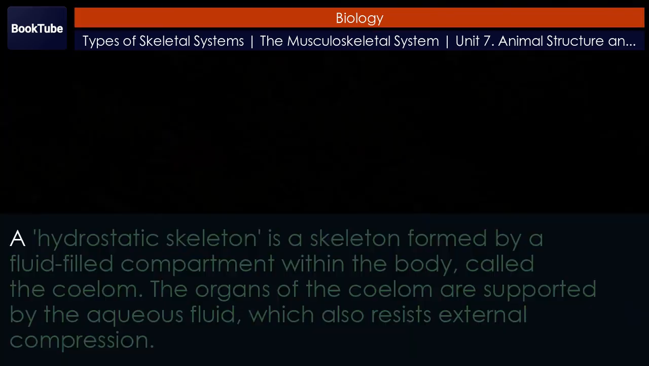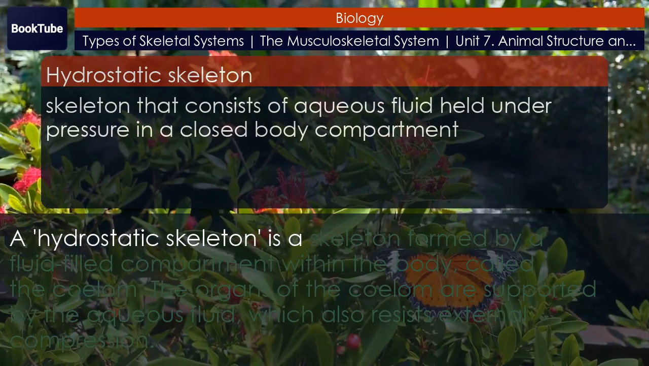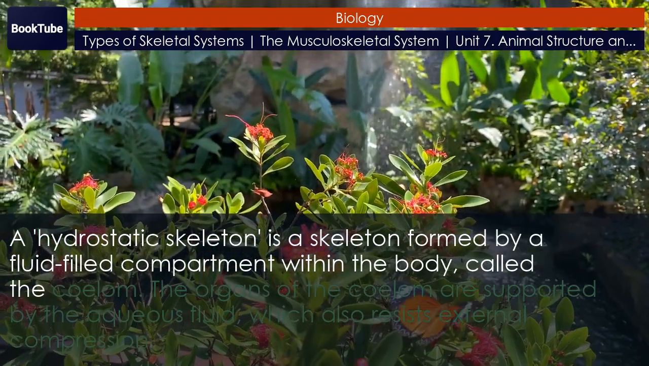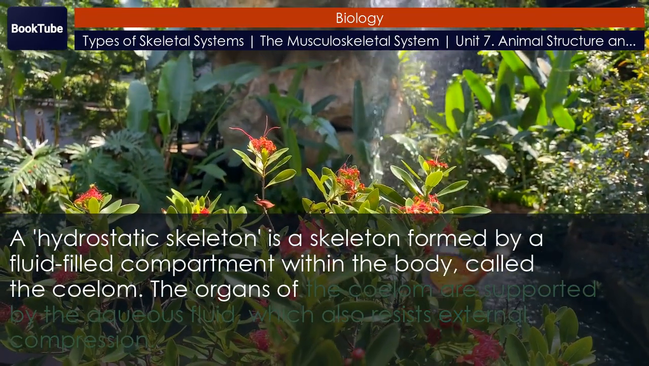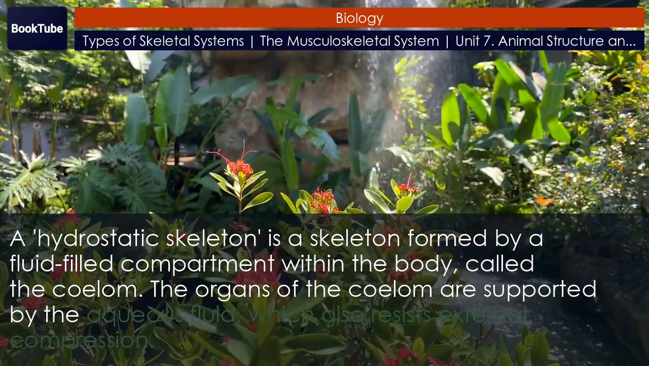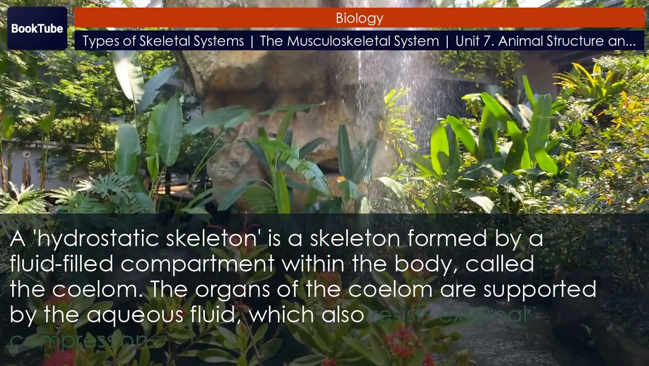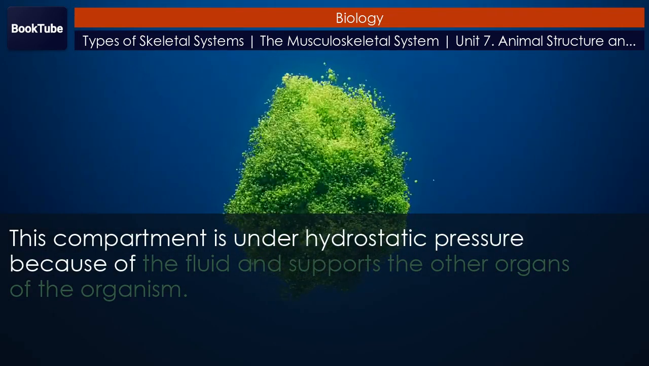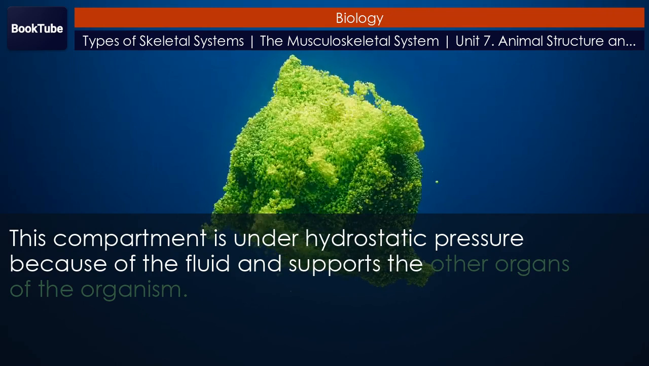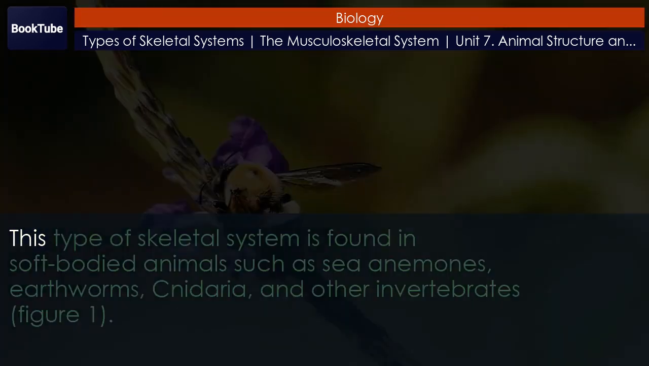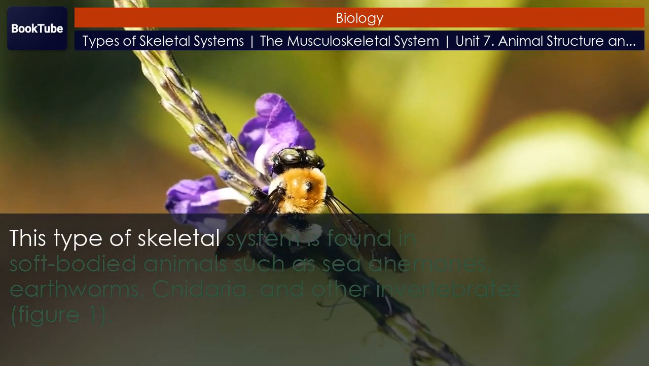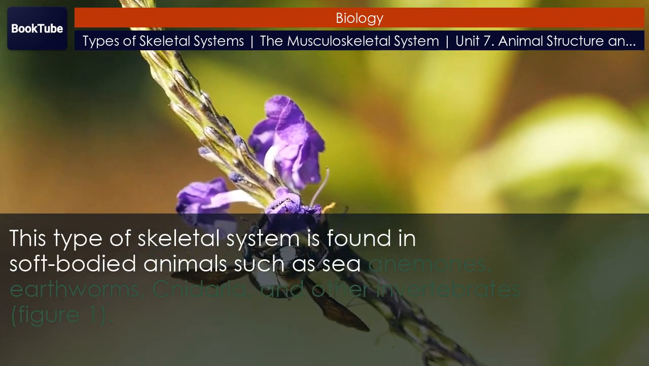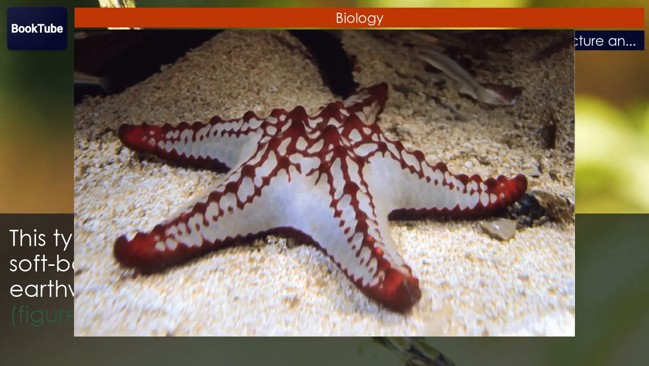Hydrostatic skeleton. A hydrostatic skeleton is a skeleton formed by a fluid-filled compartment within the body, called the coelom. The organs of the coelom are supported by the aqueous fluid, which also resists external compression. This compartment is under hydrostatic pressure because of the fluid and supports the other organs of the organism. This type of skeletal system is found in soft-bodied animals such as sea anemones, earthworms, cnidaria, and other invertebrates.